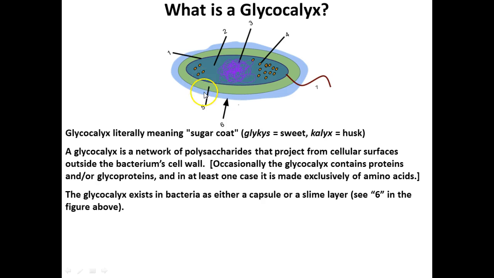So here's your cell membrane, here's your cell wall, or maybe even an outer membrane for gram-negatives, and then you're going to have your slime or capsule layer. Your capsule layer is very defined and is securely attached to the cell wall, where the slime layer is not firmly attached, and it is diffuse. But both of them typically are made out of sugar, so glycocalyx actually means sugar coat, right? They're coated in sugar. There are some few exceptions. There are some that are made of glycoproteins, so sugar and protein. And there's at least one case where it's made of just amino acids, just protein, basically.